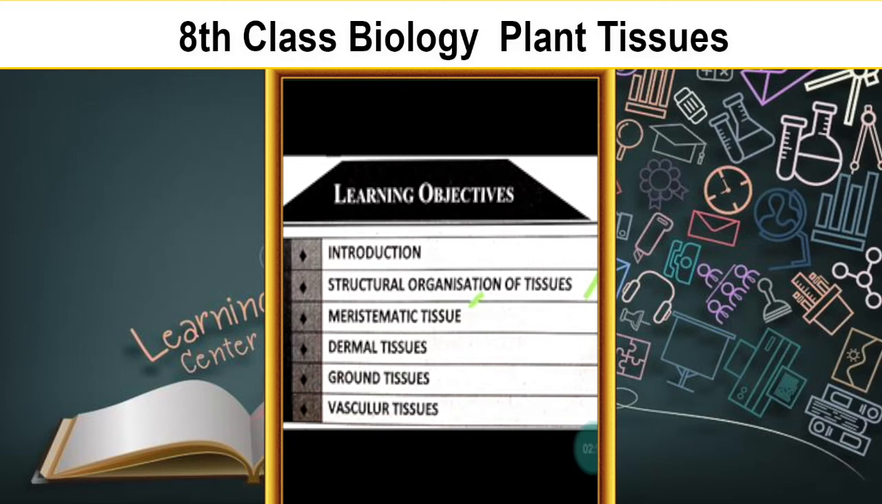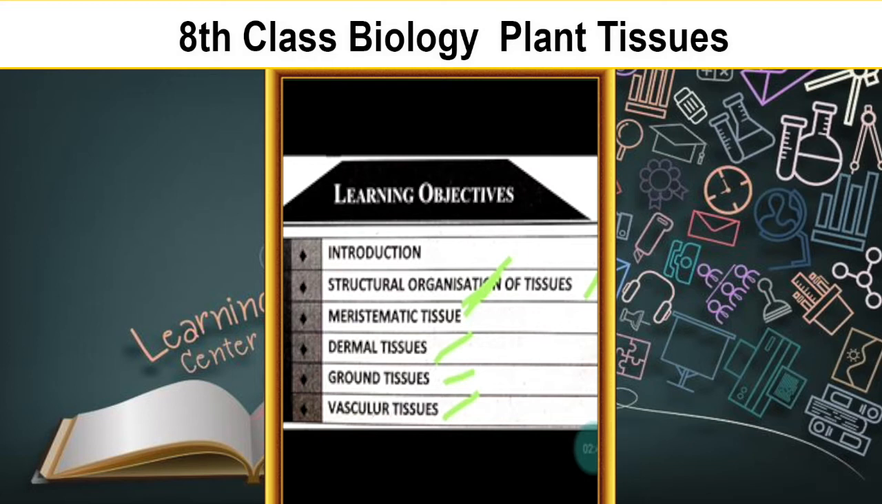And next, plants consist of four tissues: the meristematic tissue, dermal tissue, ground tissue, and vascular tissue. Meristematic tissue is like the growing tissue. When the plant grows continuously, at the root tip and shoot tip, the root grows downward by gravitational force, and the shoot grows upward.